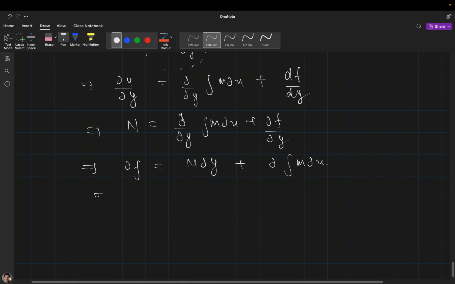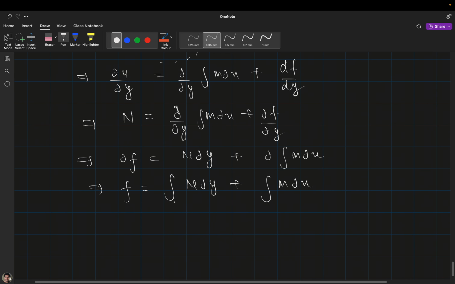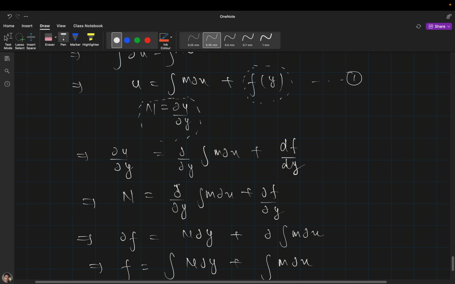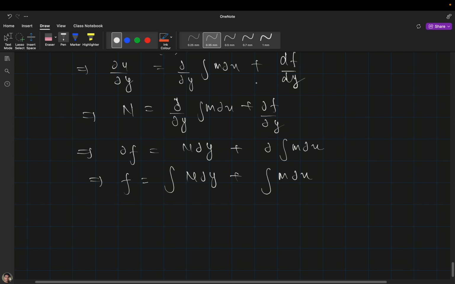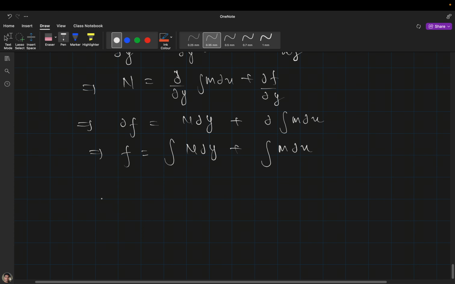Okay. Now integrate it. You will get f equal to integral N del y plus this will be gone, so it will become only integral M del x. Now substitute this into this. You will substitute this here. Then finally, after simplifying all terms, you will get a solution in integral form, and that solution will be something like integral M dx plus integral N dy equal to c.